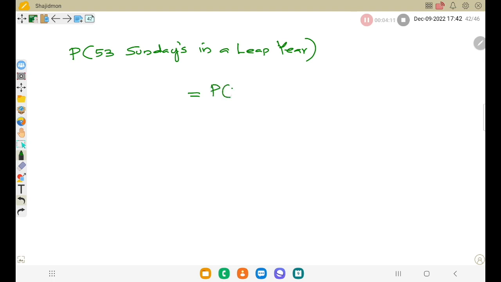So we can now define the probability, correct? The probability of 53 Sundays in a leap year. In a leap year, what is the probability? Probability of A means number of elements of A divided by number of elements of S. What is the number of elements of A? 2. What is the number of elements of S? 7. So 2 by 7 is the probability of 53 Sundays in a leap year.